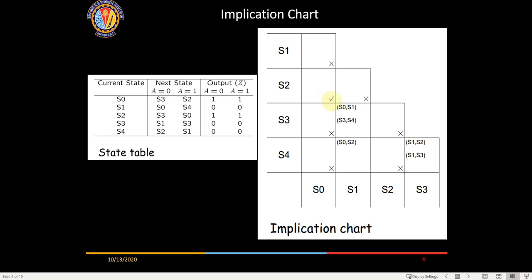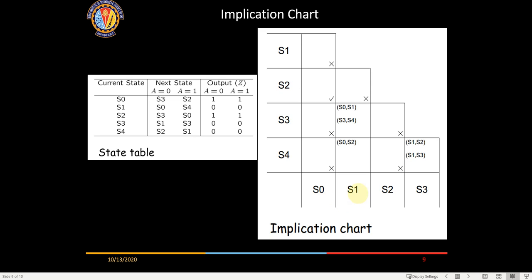Let me explain once again why I have put a tick here. I am trying to find out if there is any possibility of merging S0 and S2. S0 goes to S3 on S2. So if I merge, this will become S0. The outputs are the same. S2 also I am going to merge. So here S3 S0 1 1, so it perfectly matches the condition, and I am going to put a tick here. Now between S0 and S3 the outputs are different, and between S0 and S4 the outputs are different. So I put 2 crosses here. So it has become S0 here.